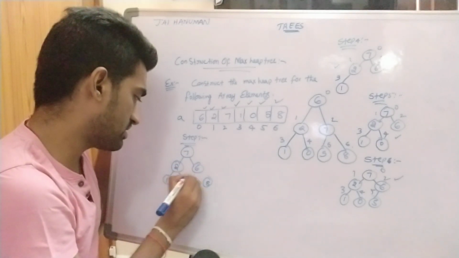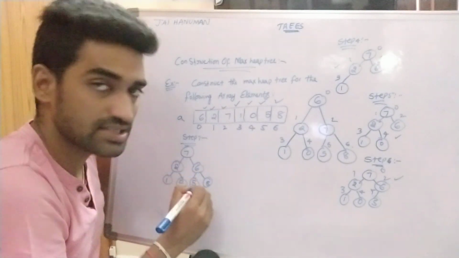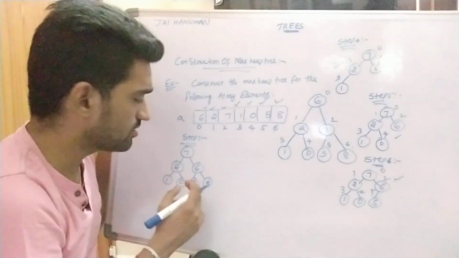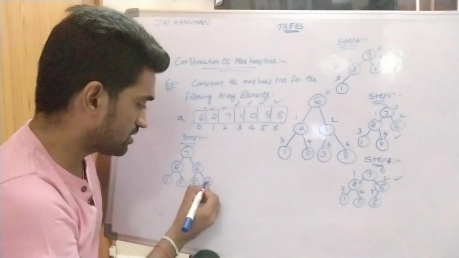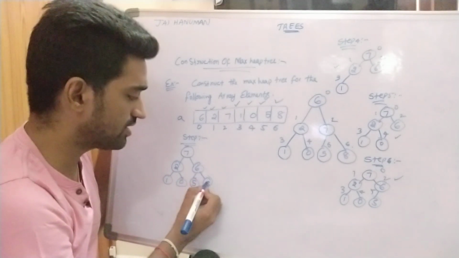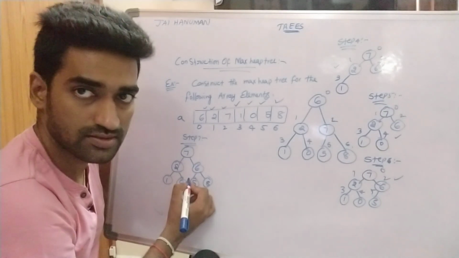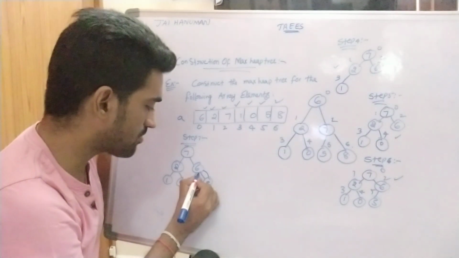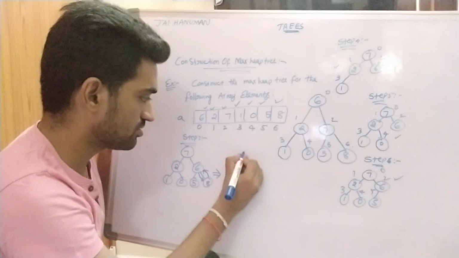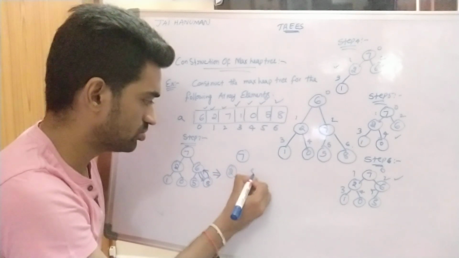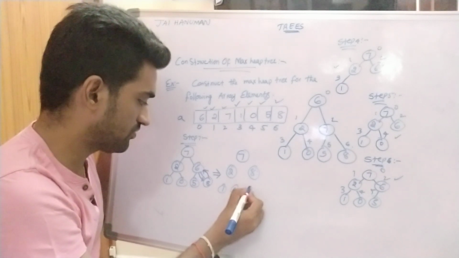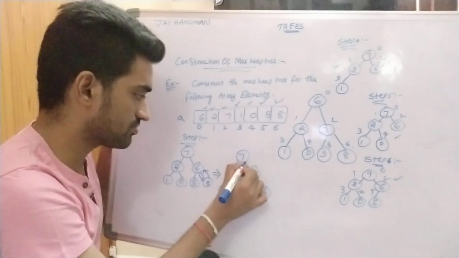Now check whether the tree satisfies the max heap tree property or not. What is the max heap tree property? Root node is always greater than its children, right? So what is the root node for these two children? 6. Here 5 is less than its parent, but 8 is greater than its parent, right? So that's why we are applying the swapping procedure between these two. Now the tree becomes 7, 2, 8, 1, 0, 5, 6.